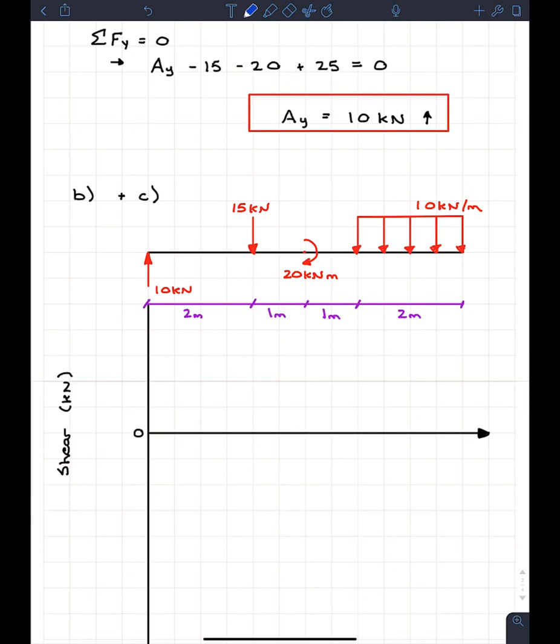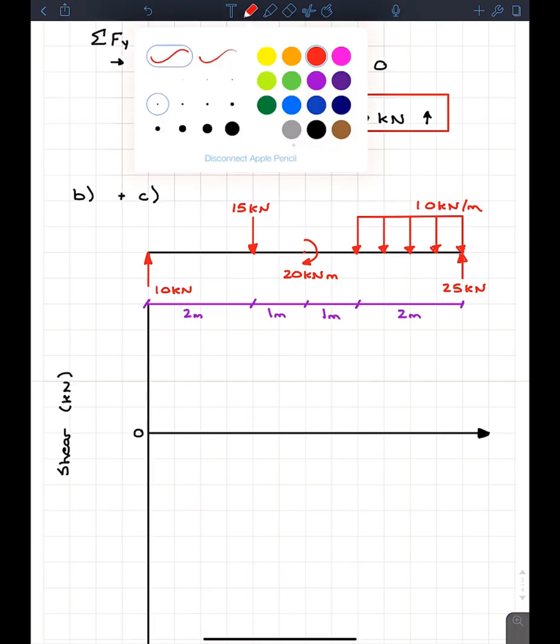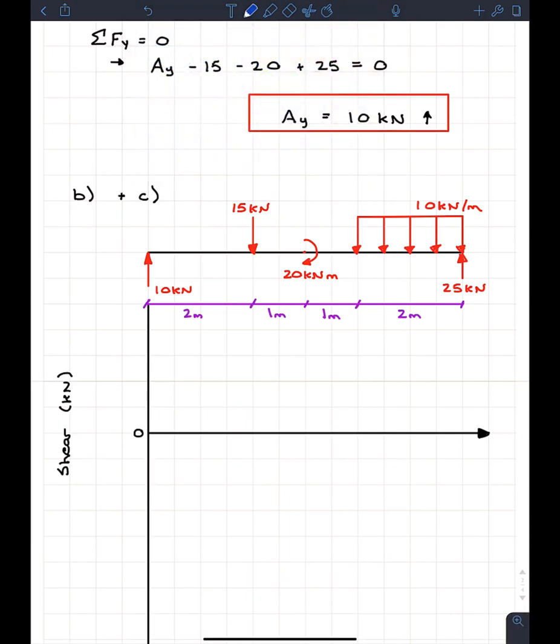And I actually forgot one other thing. At the end here, I forgot that I have the load of By at the other side, which was 25 kilonewtons. And that's very important because at the end of my diagram, it wouldn't equal 0. So we'd have some problems there.